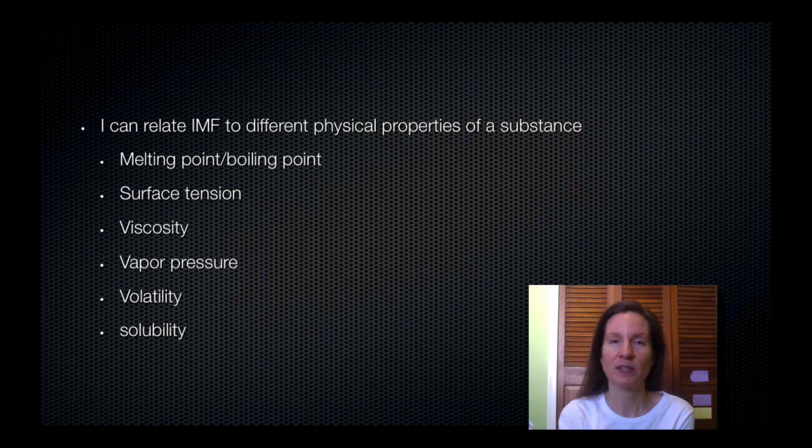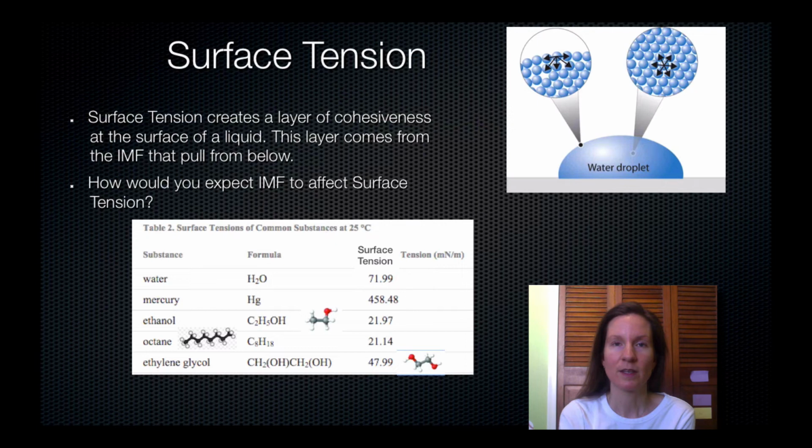This video will focus on the learning target: I can relate IMF to different physical properties of a substance. The first property we'll look at here is surface tension. What surface tension is, on the top of the screen, is essentially that layer of cohesion that exists at the top of a liquid. So it's essentially the fact that the liquid is sticking to itself.